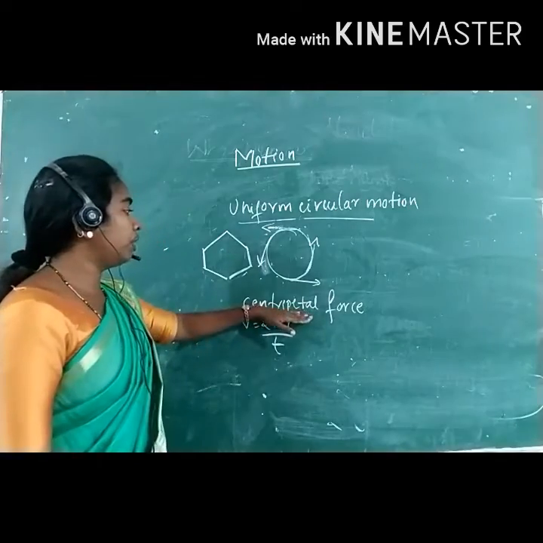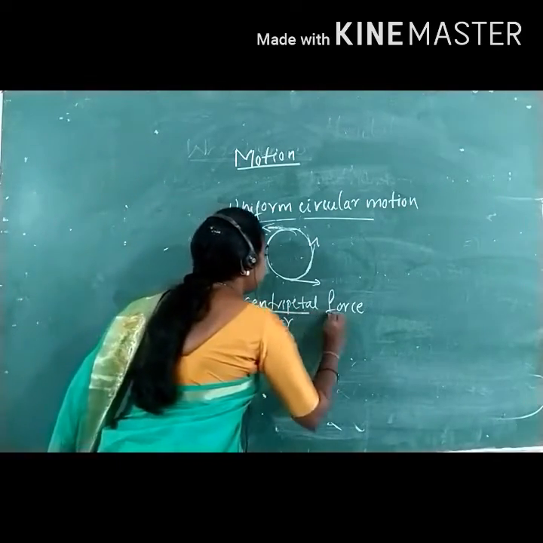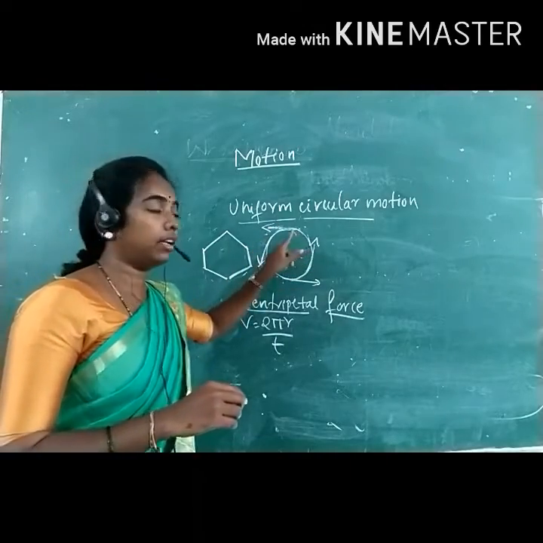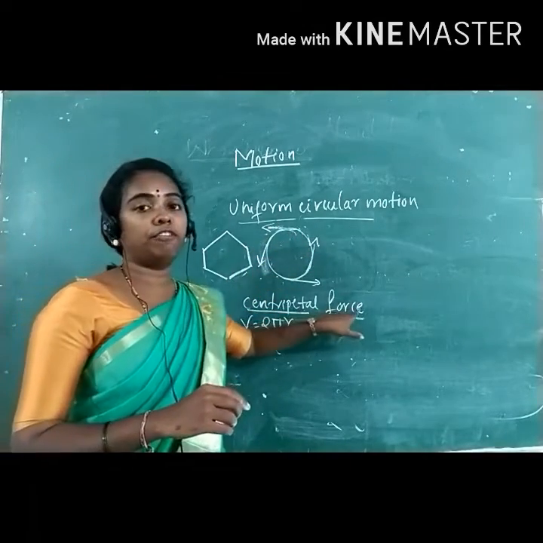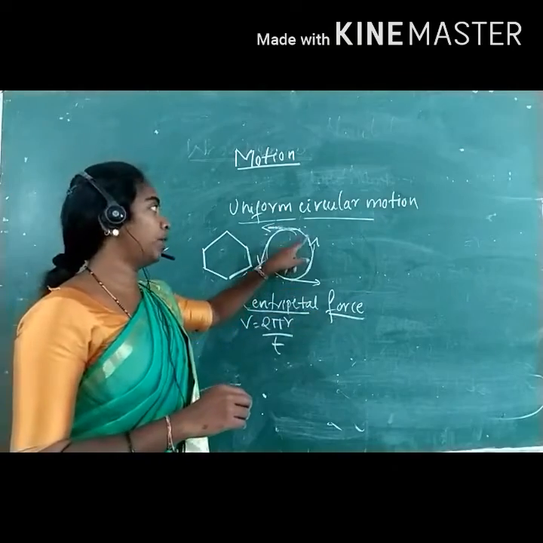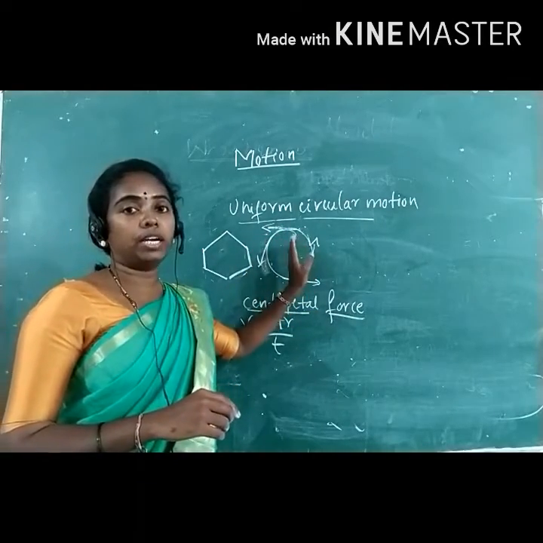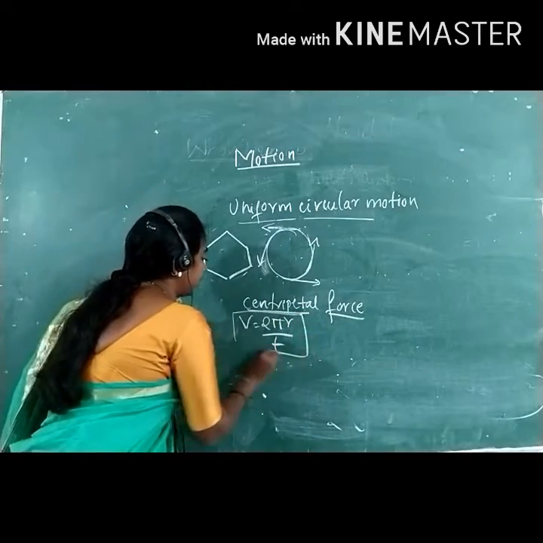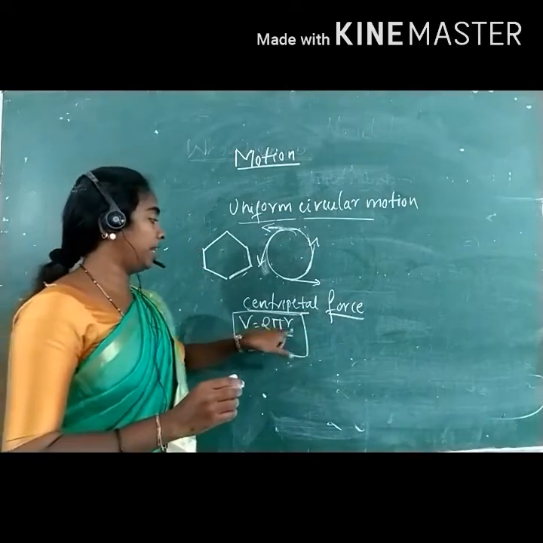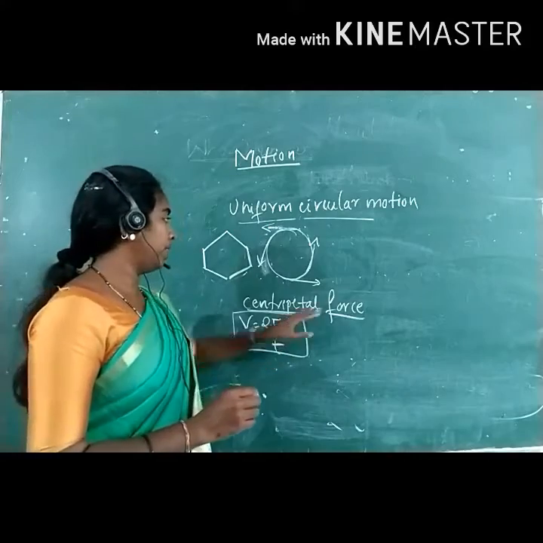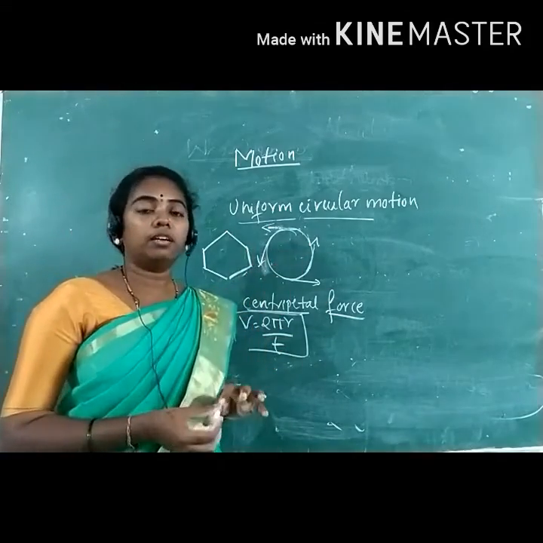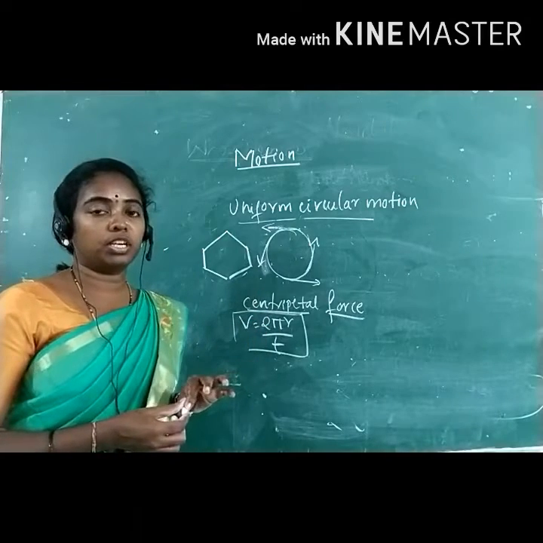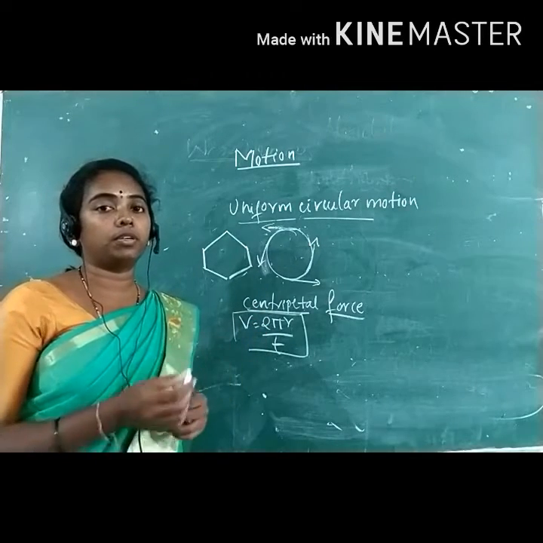Now the force required for keeping the body in the circular track is given by centripetal force. This is the force which makes the body move in a circular track. Here the velocity of the object moving in a circular track is given by V is equal to 2 pi r by t, where 2 pi r is the circumference of the circular track. An example of uniform circular motion is artificial satellites revolving around the earth.